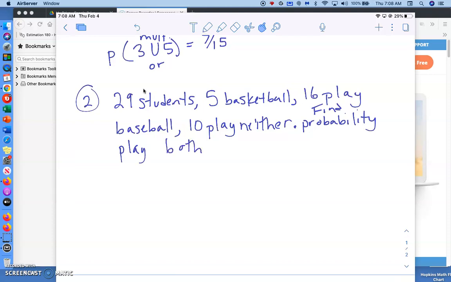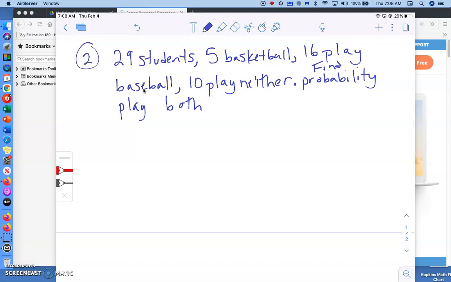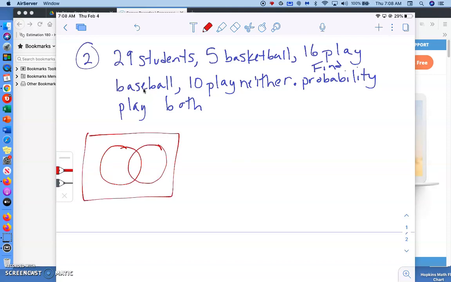So we're going to take a look at 2 different ways. One is the way we looked at this 2 days ago, with Venn diagrams. So you could draw your Venn diagram, and there's 29 students, and you know that 10 play neither. So 10 is outside, and then you could say, well, 29 minus 10, so we have to have 19 on the inside. But if we total our basketballs here, we have 5 and 16. So there's a total of 21 on the inside.